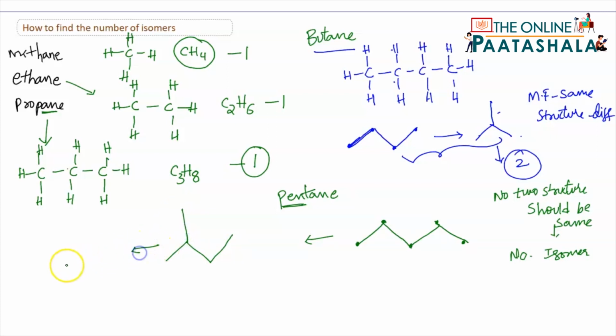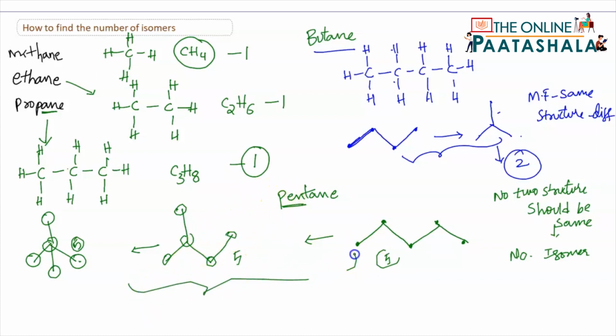Here I am keeping one bond. Again, I can write this as 1, 2. So here one carbon, another carbon, another carbon, another carbon, another carbon. So 5 carbons are there. Here also 1, 2, 3, 4 and 5. Here also 5. So these all are the isomers of pentane. So how many isomers are there? 3 isomers.